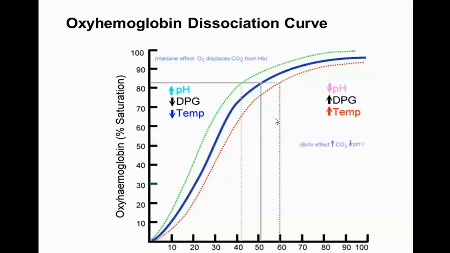Why at the tissues do all of them increase? Metabolism leads to increase of temperature, increase of DPG, and we will illustrate it. Increase in hydrogen means decrease in pH, and increase in CO2 from metabolism also leads to decrease in pH. Okay? So it will shift to the right. Is it clear? Okay. What's DPG?